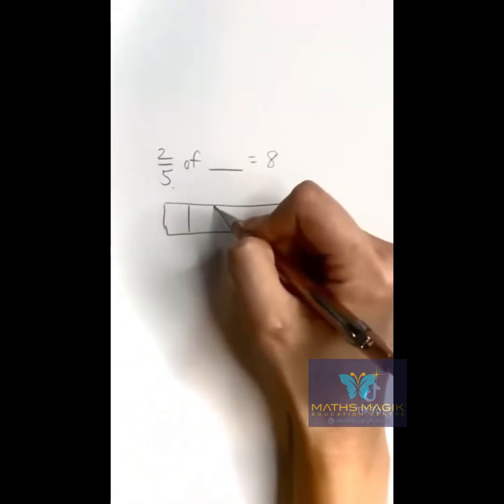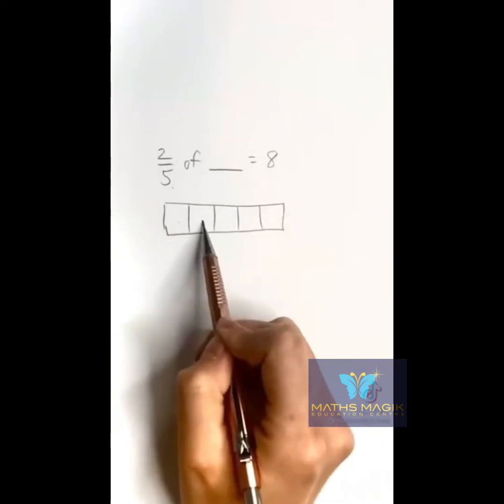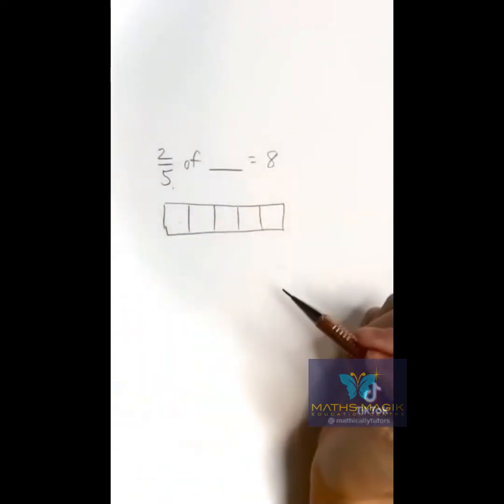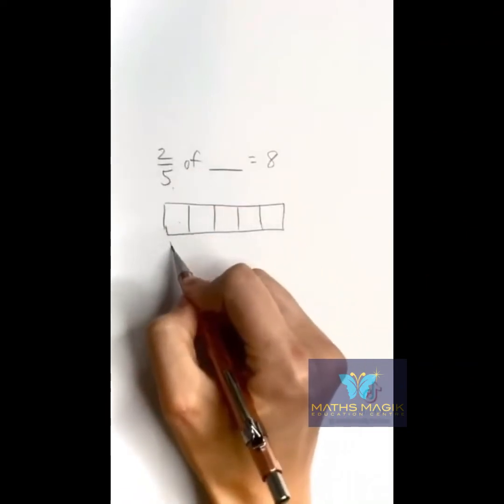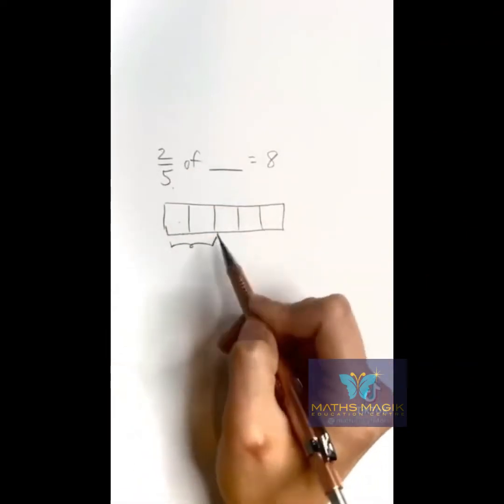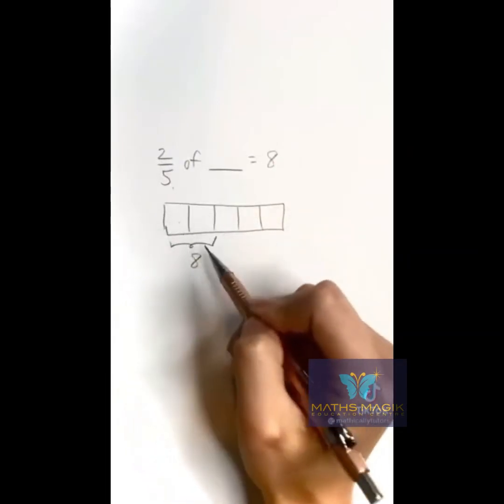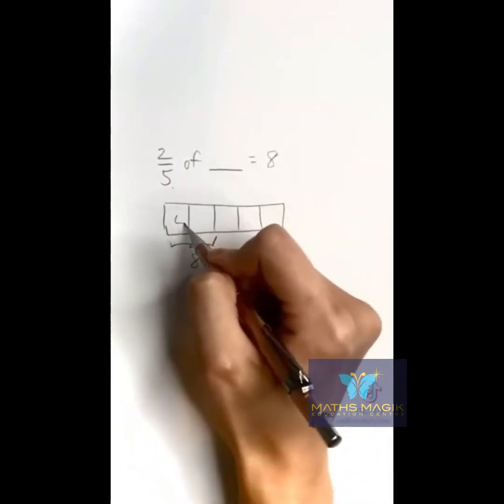So I have 1, 2, 3, 4, 5 equal pieces. And out of these 5, how many do we want again? Right, only 2. So let's only count 2 of them. And 2 of them count as a total of 8. So 8 divided into 2 equal pieces is 4. So each of these are 4.